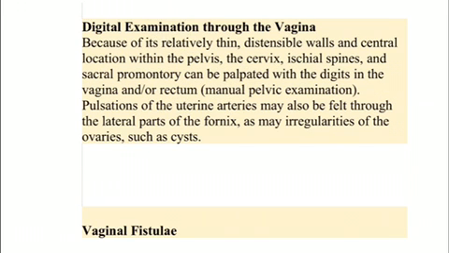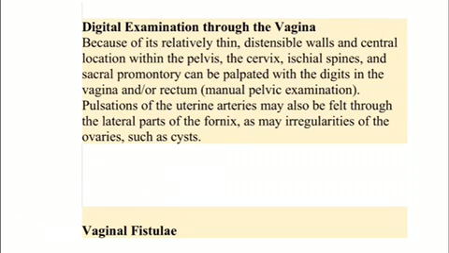What about digital examination through the vagina? Because of its relatively thin distensible walls and central location within the pelvis, the cervix, ischial spines, and sacral promontory can be palpated with the digits in the vagina or rectum. This is what is called manual pelvic examination.